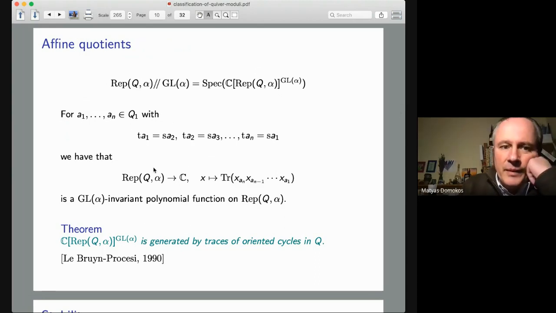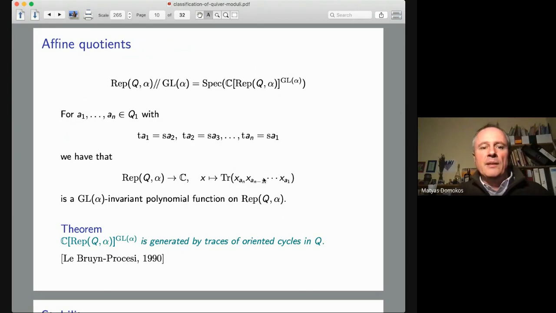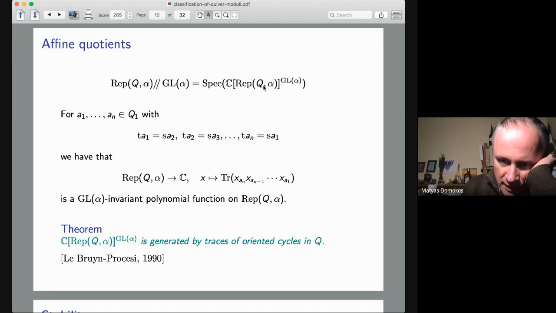And for such a sequence, if you take the product x_{AN}, ..., x_{A1} of matrices, we get a square matrix, a linear transformation of the vector space associated to the source of A1, and we can take its trace. And it's obviously a polynomial function on the representation space, and it's invariant.